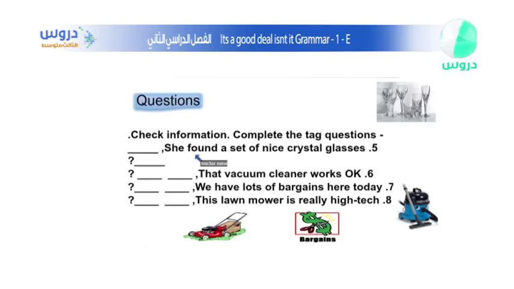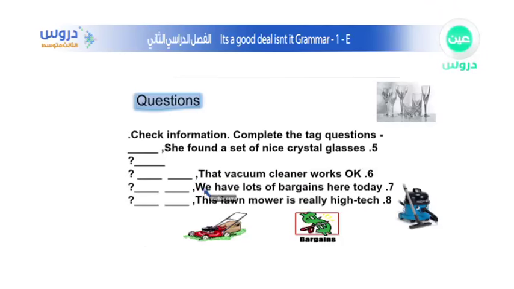So here, for example, Mirhan answered this. She said she found a set of nice crystal glasses, didn't she? Because it is in the past simple. She found. Did she? So, didn't she? And we use didn't in the negative because the statement was affirmative.